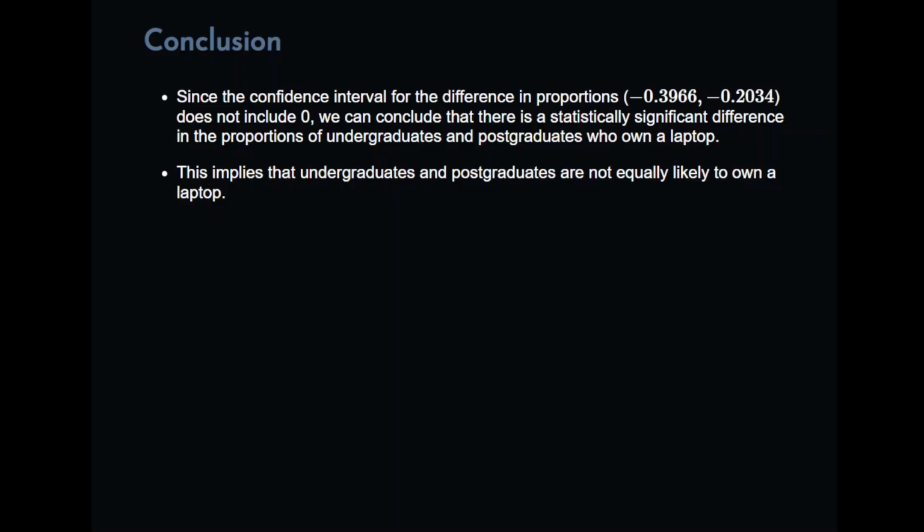And again, if you reverse it, looking at it from the point of view of postgraduates, 20% to 39%, that's a difference in proportion the same way. 0 is not in that either. So essentially, one set of students is way more likely to own a laptop as compared to the other group, according to this data. Now, I think we're done. Yes, we're done there. Okay, we'll leave it there.